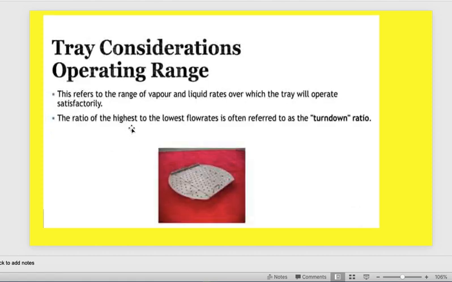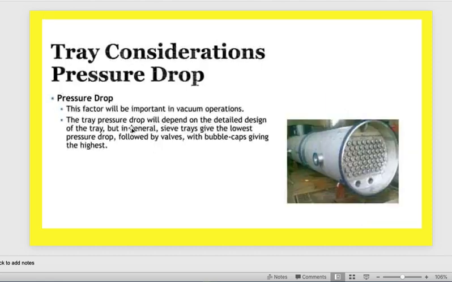Tray consideration: operating range. This refers to the range of the vapor and the liquid rate over the surface of the tray, and the ratio of the highest to the lowest flow rate is often referred to as the turn down ratio. This tray will work with the turn down ratio or not. For sure, the pressure drop.